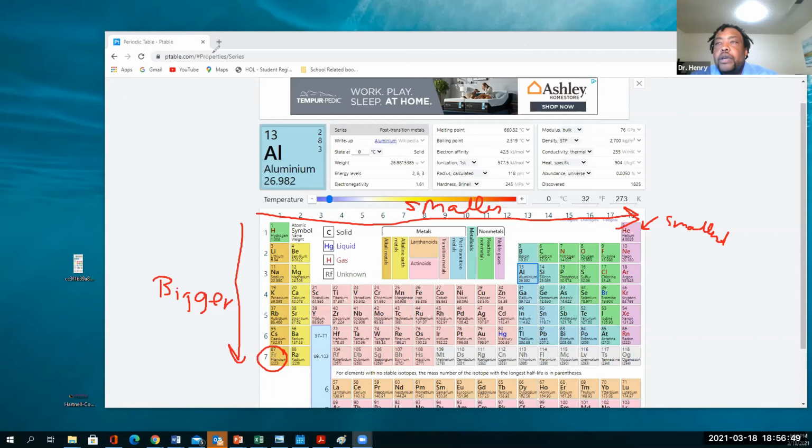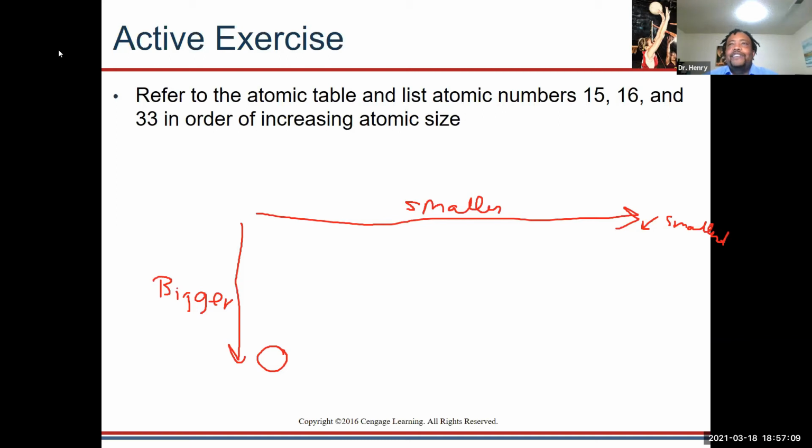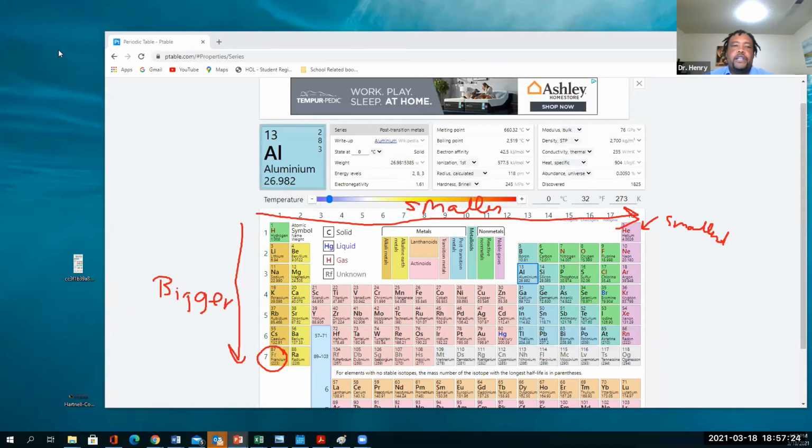Okay, so let's see those skills. Here's the question. You're going to have a question like this on the test. You're always going to have a question like this on the test. I'm not going to say this is the exact question you're going to have, but you're going to have a question like it. Refer to the periodic table and list the atomic numbers 15, 16, and 33 in order of increasing atomic size. In other words, look at our periodic table and let me know who's bigger, 15, 16, or 33.